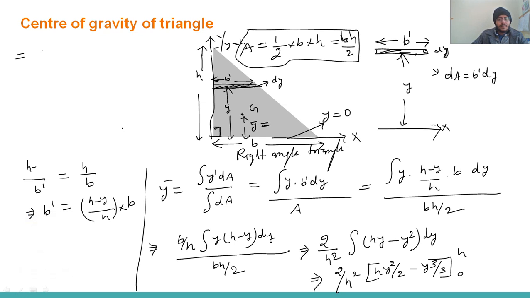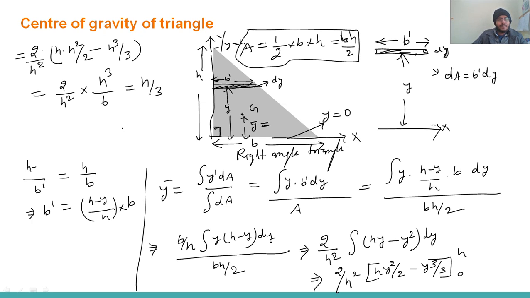So we can write here that 2 divided by h square into h square divided by 2 minus h cube divided by 3. By solving, you will get 2 divided by h square into h cube divided by 6. So from here you will get h by 3, means y bar is equal to h by 3.